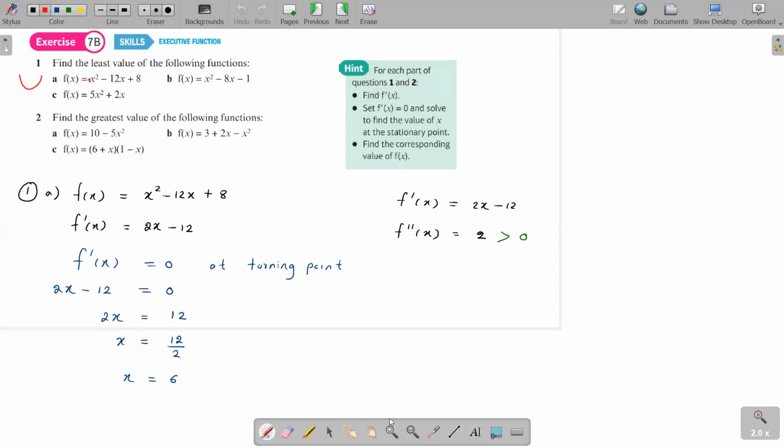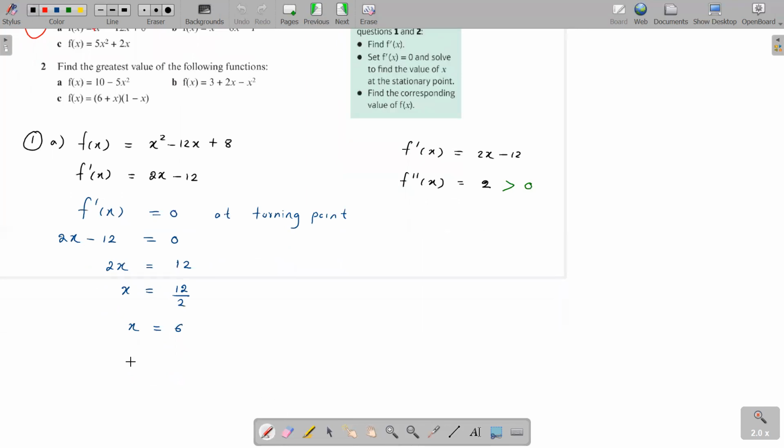Can I have the y value here also? x equals 6, but we didn't find our y value. Can you all find the y value when x is 6? f x is x square minus 12x plus 8, so 6 square minus 12 times 6 plus 8. How much is it? Minus 28. So the y coordinate is minus 28, and your turning point is at 6 comma minus 28.